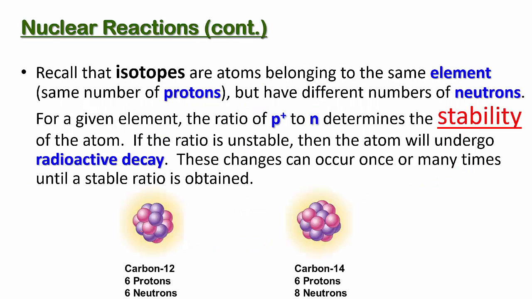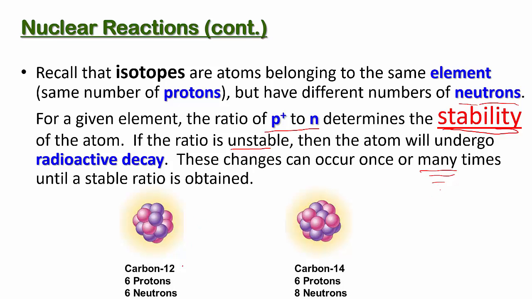When we start looking at this, recall isotopes: atoms belonging to the same element, same number of protons, but a different number of neutrons. For any given element, that ratio of protons to neutrons determines its stability. How likely is that atom just to stay as it is? If the ratio is unstable, then the atom will undergo radioactive decay. These changes can occur once or many times until a stable ratio is made. A lot of times an element is going to go from one to another to another as it continues to break down until it finds some stable point.